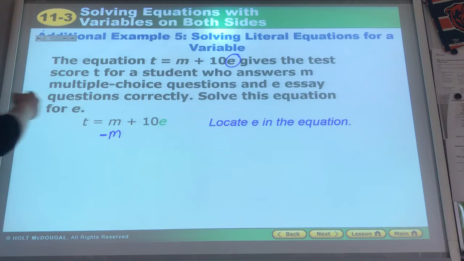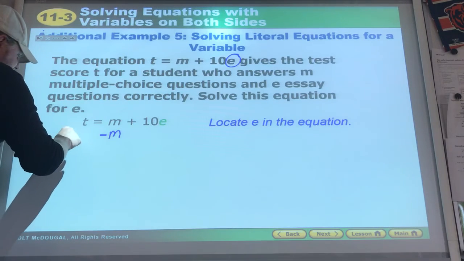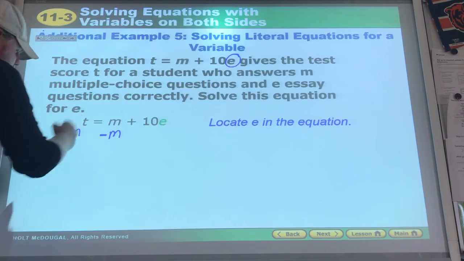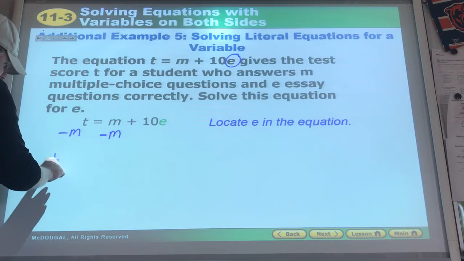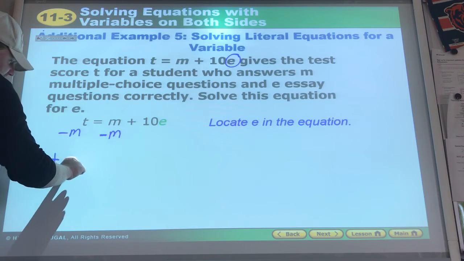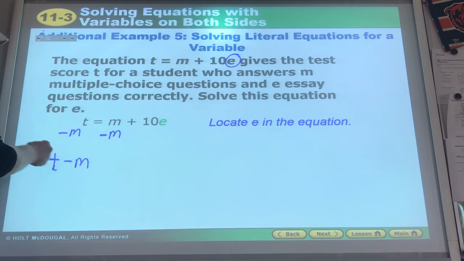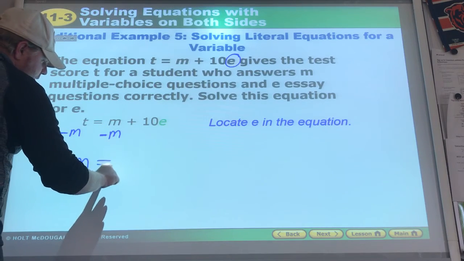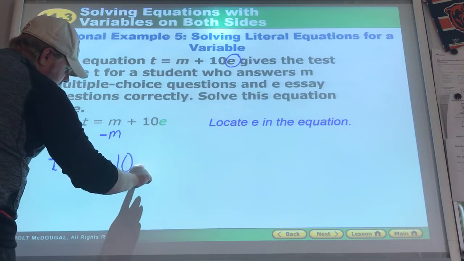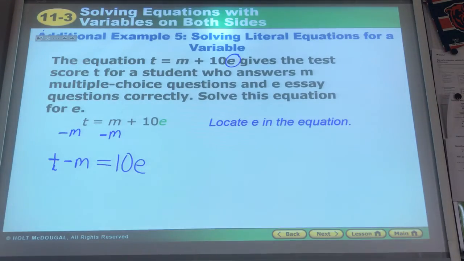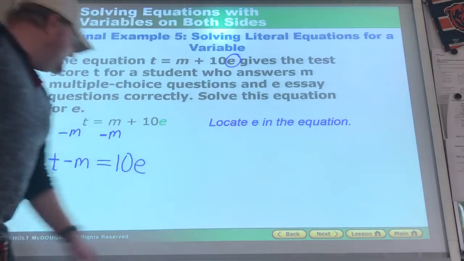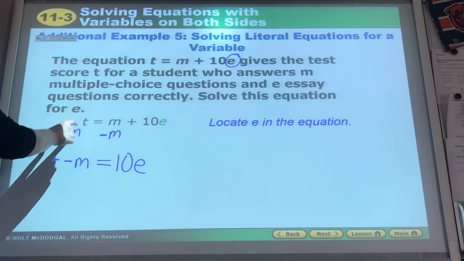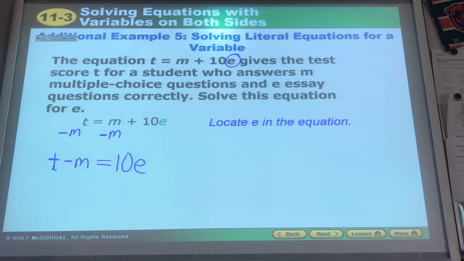Are there any like terms for m over here on this side? There are not, but I still have to subtract m from this side. So I could look at t minus m. Since they weren't like terms, they couldn't combine them. And m minus m equals 0, leaving 10e. I'm closer to getting e all by itself. Remember, these weren't like terms, so we just have to write them out as they're both on that side.